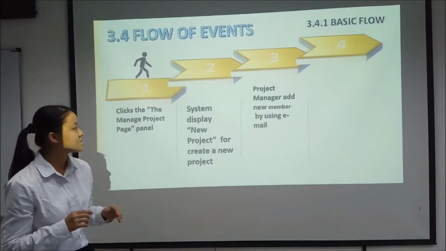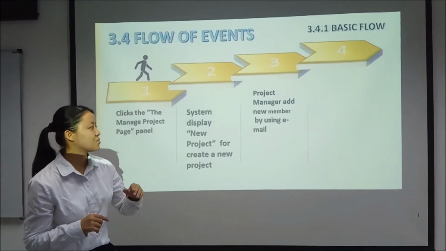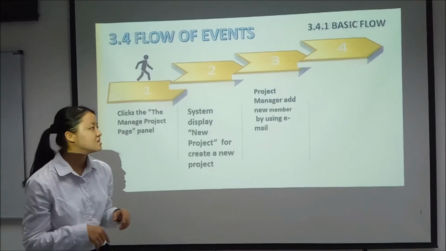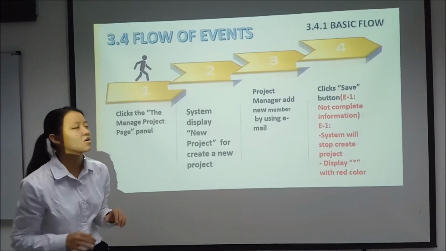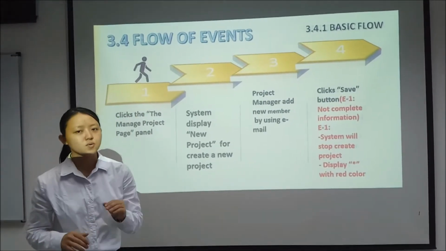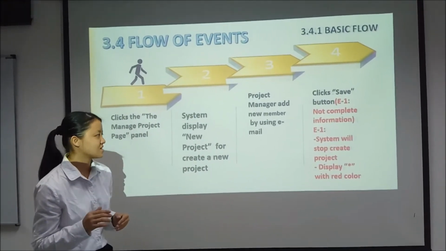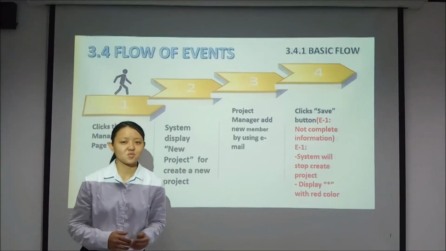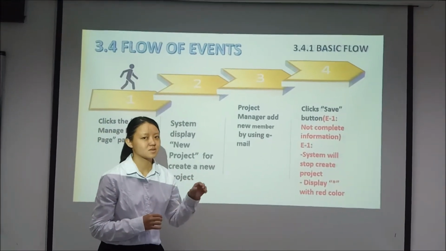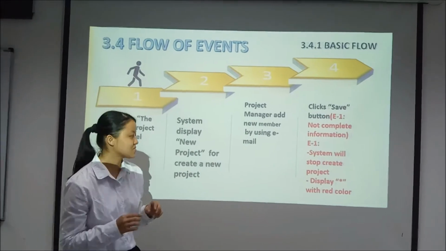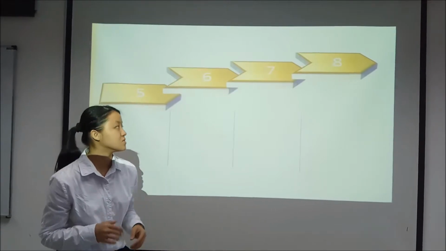Okay, after hit the button, the project manager can add the member inside by using their email address. And next, after add all the members, the project manager will click the save button. If project manager does not complete the information, then the system will stop to create the project, and the system will give notification the star with red color. Then notice that project manager should write again in the system.